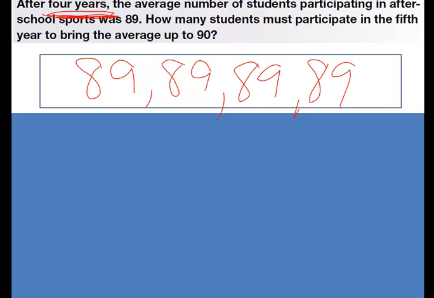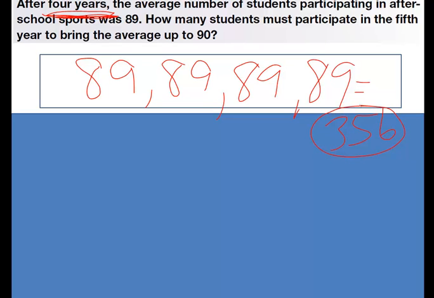89, 89. So we just automatically do that. Now that's going to equal 356. So in the 4-year period, there are 356 students that participated in after-school sports, and depending on each year, that was probably different, but the average was 89. So we know that our total is 356 students over that 4-year period.